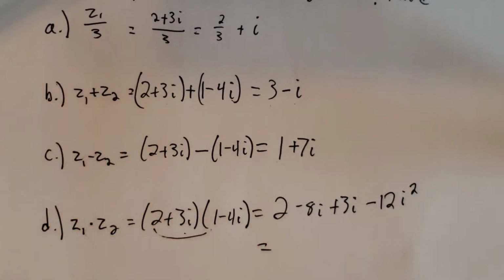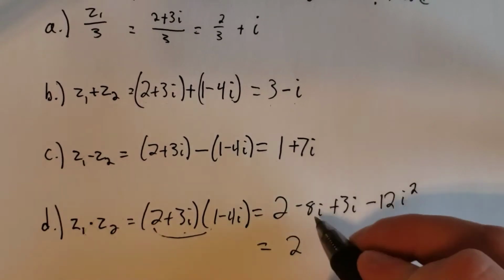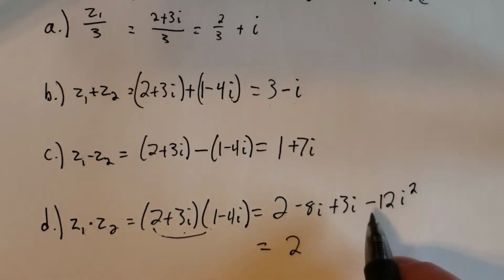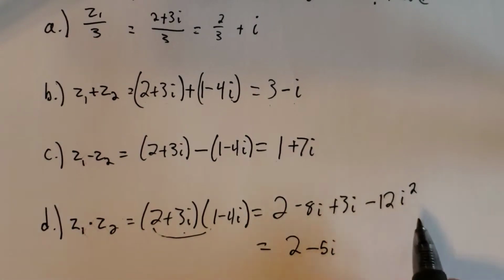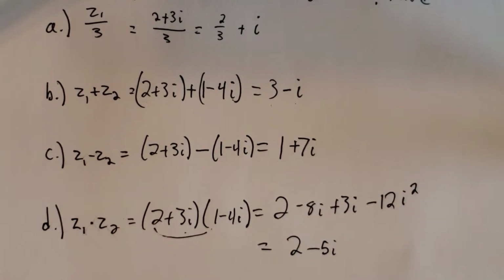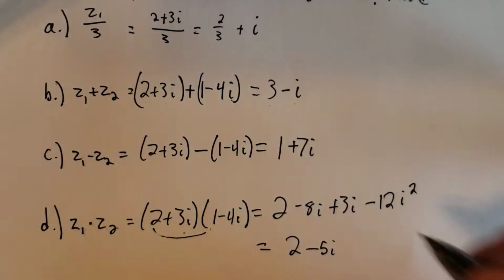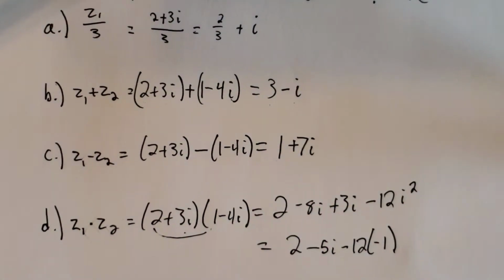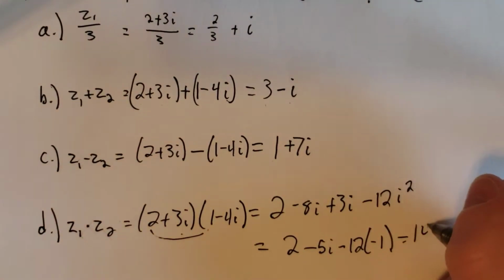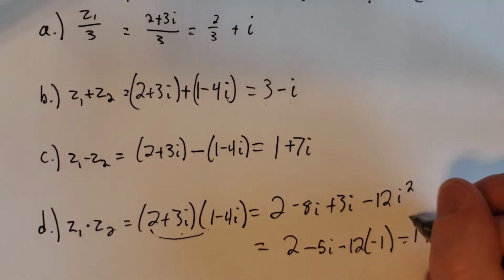All right, so this is 2 minus 8i plus 3i is a minus 5i, and then i squared. What is that? Well, i is the square root of -1, so if we square that, we get -1. So this is -12 times -1, which is a positive 12, plus this 2 is 14, and then we have, of course, the minus 5i.